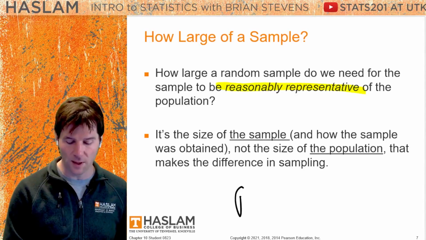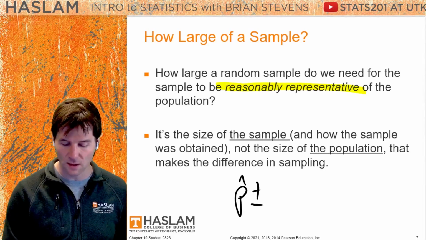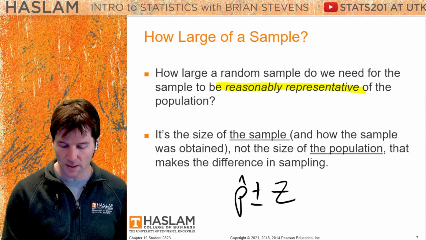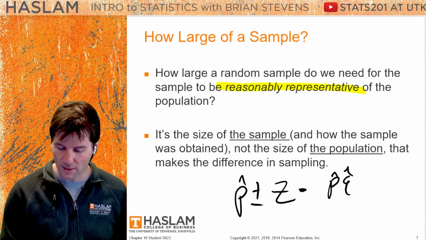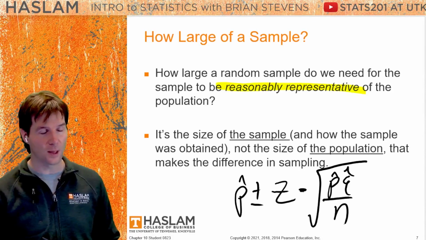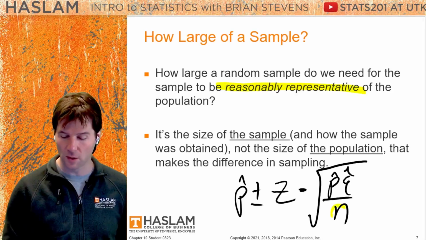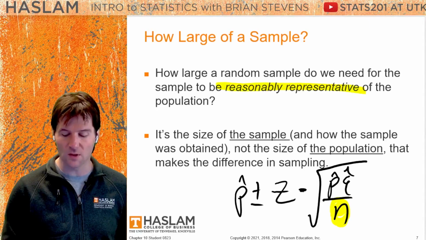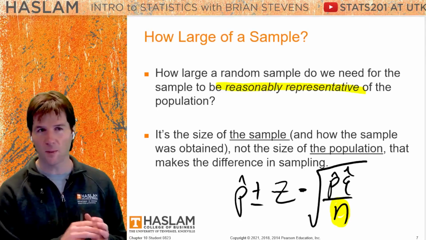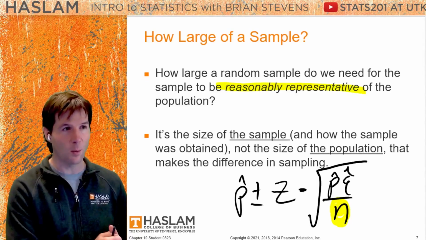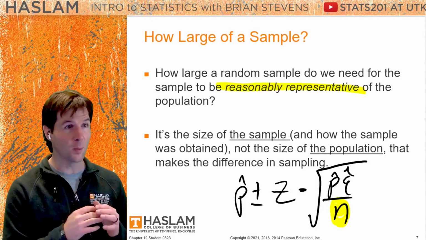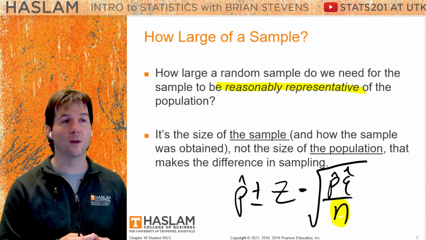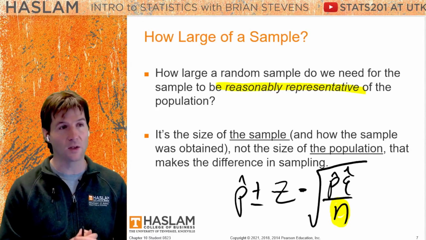Take, for example, the following equation, which you may have seen, would be p hat plus or minus z times the square root of p hat q hat over n. And if you haven't seen this equation, hopefully you know the notation from the last slide. Notice that the only thing we're using right here is the sample size, and that's what's going to impact it. The population size is not used. It's the sample proportion plus or minus the z-score times the sample proportion and its complement over the sample size square rooted.